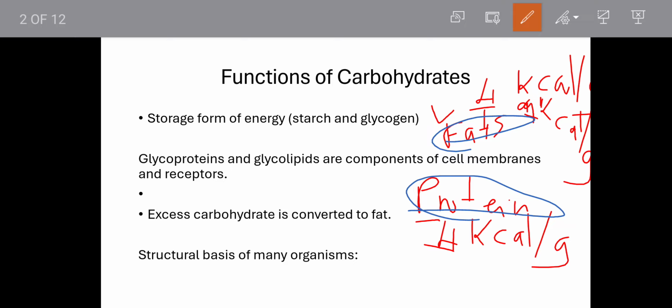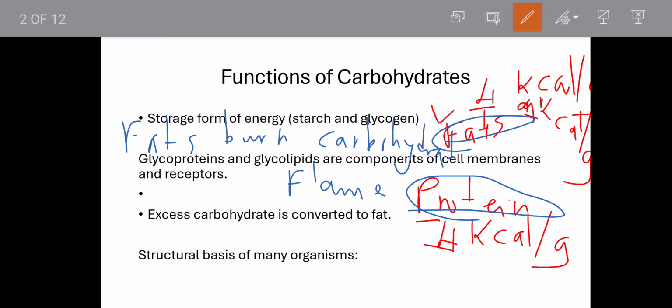Okay, so that's one. And then the other thing that we can say is that there is a common term that says fats burn in a carbohydrate flame. So this means that to completely break down your fat to give you your energy, at one point you must use a carbohydrate. So the breakdown of fat to make your energy is highly dependent on your carbohydrates.